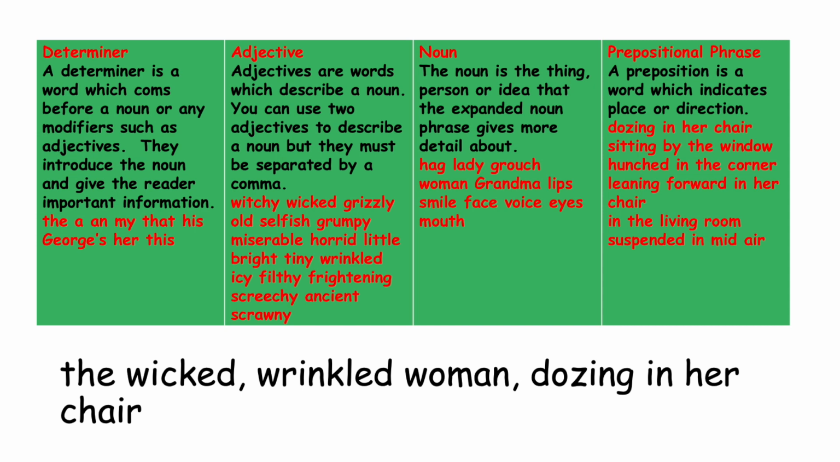What do we need to begin with? That's right, a determiner. Let's use "the" to start with. Next up, pick a couple of adjectives, but make sure they don't repeat the same information, because that wouldn't be effective. Combine them with a noun, say woman, and then write down where she is. Is your description a bit like this? The wicked, wrinkled woman dozing in her chair.